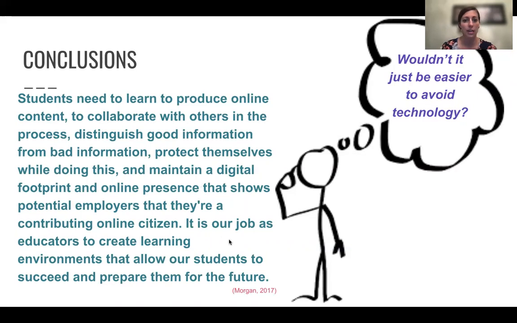And I love this line right here where it says, it is our job as educators to create learning environments that allow our students to succeed and prepare them for the future, right? We wouldn't want to avoid math if we didn't know how to do that. We would create an environment where they could be successful, even successful to try it and fail and be okay with that. And we also wouldn't prevent our students from interacting with one another socially if they were shy, right? We create safety and learning environments that make them feel safe, and we scaffold it. And so it's the same thing with digital citizenship. And we as educators need to be comfortable with that first and understand it first before we can embed it in everything we do.